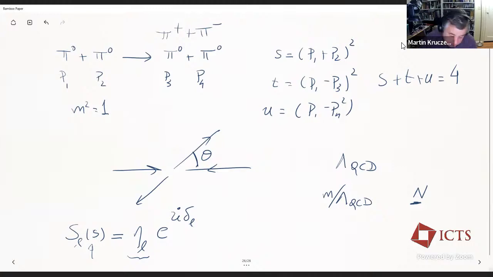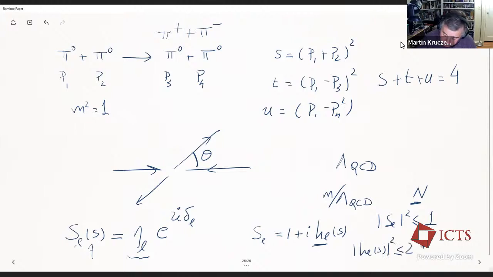Okay, so with this S_L, we can define the so-called partial waves, and there are different conventions. One convention will be defining some function H_L like that. These are just functions of S. And the condition that the modulus of the S matrix is less than or equal to 1 converts into the modulus of H_L squared being less than or equal to twice the imaginary part of H_L of S.